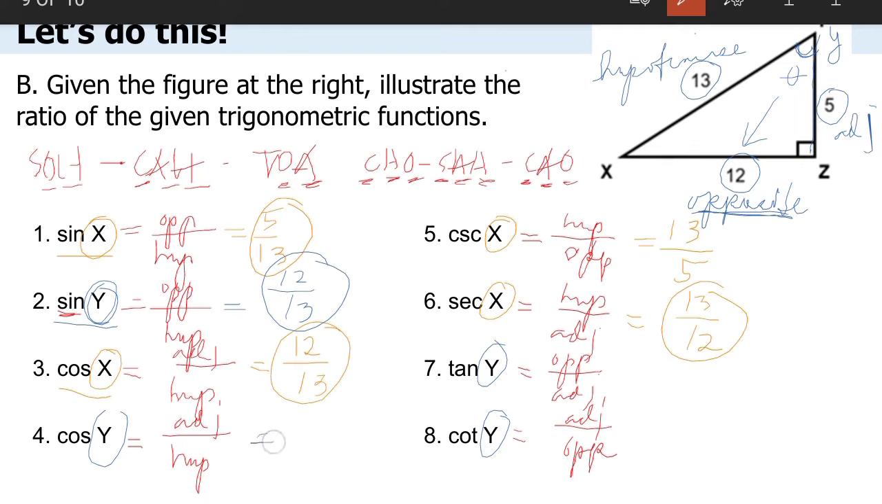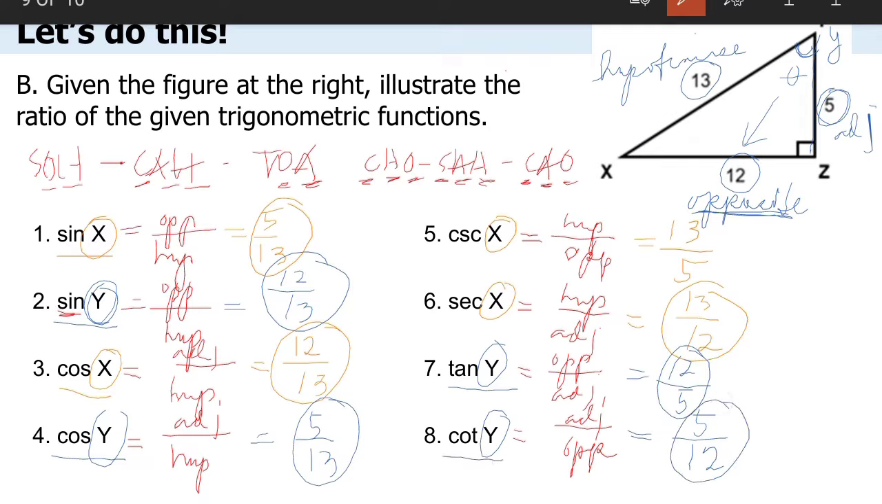How about cosine y? Adjacent is 5 and hypotenuse is 13. So cosine y is equal to 5 over 13. And for tangent y, opposite is 12 and adjacent is 5. So tangent y is equal to 12 over 5. And for cotangent y, adjacent is 5 and opposite is 12. So cotangent y is 5 over 12.